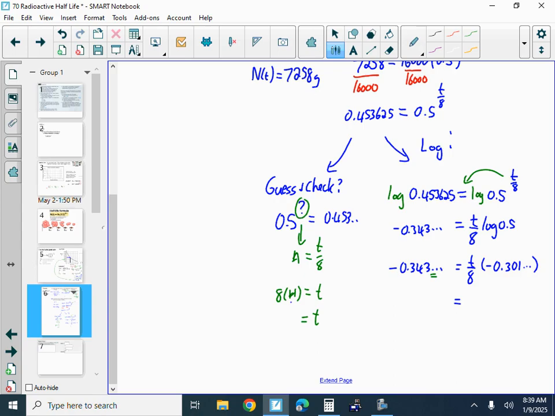So now we just need to solve like normal, right? We're going to multiply both sides by 8, which is similar to that, right? Multiply both sides by 8 needs to happen to make that happen there. So times 8, just like on that side. And of course, divide now here by that number, right? So we're going to divide out this negative 0.301.